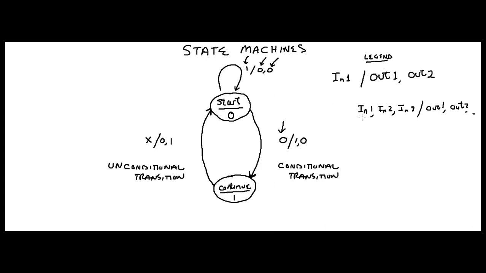But the concepts are all the same. If all of these inputs were X's, that would be an unconditional transition. It wouldn't matter, it would make that transition. However, if they're not and they have to be a specific value for that transition, then you have something more interesting to work with. All right, so let me just get rid of this. I wanted to make sure everyone understood that.